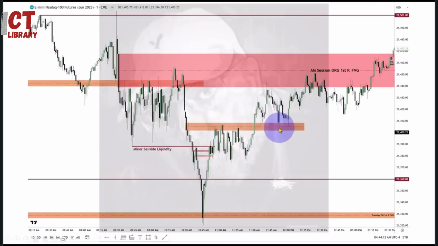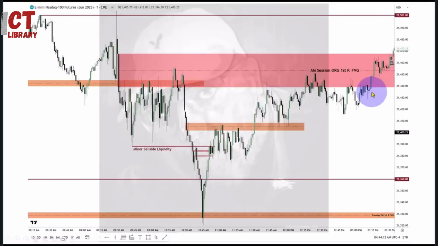Look at respecting the consequent encroachment here, rallies back up into the actual first presented fair value gap at 9:30, falls short of going into consequent encroachment, comes right back down in the fair value gap. You can do that on your own with sell side. Hits it, rallies, comes back up in volume imbalance, rally, and then we get back up inside of the first presented fair value gap.